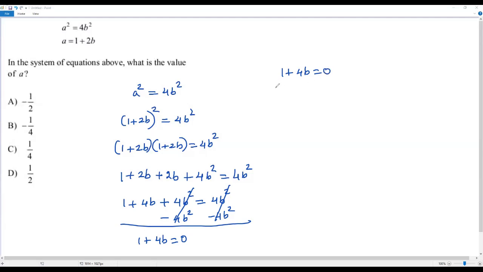Now to solve for B, let me subtract 1 from both sides. So the positive and negative 1 will cancel. Then we get 4B = -1. Let me divide both sides of this equation by 4. Then this 4 will cancel. Then I get B = -1/4.